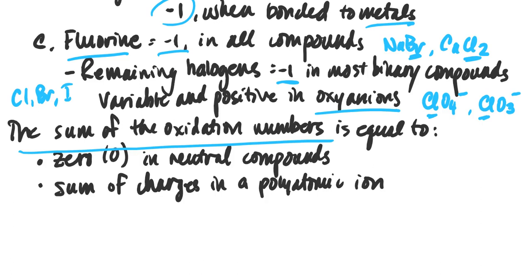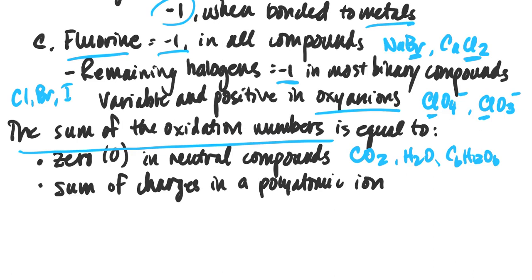So if I have a neutral compound, something like carbon dioxide, water, glucose, any neutral compound, the sum of the oxidation numbers should sum up to 0.